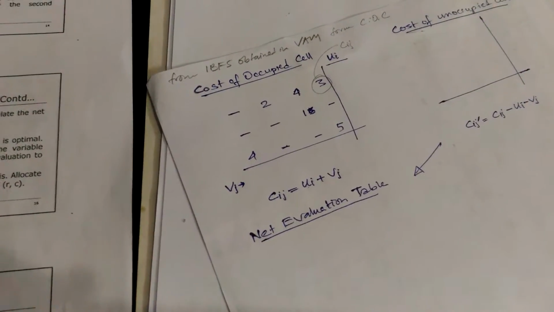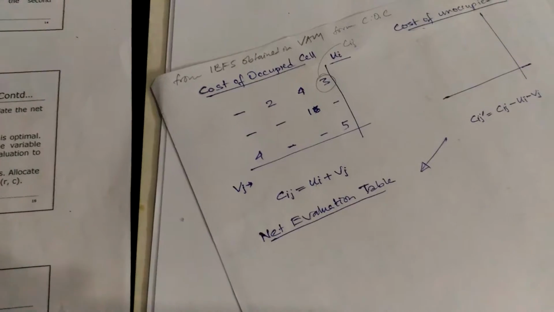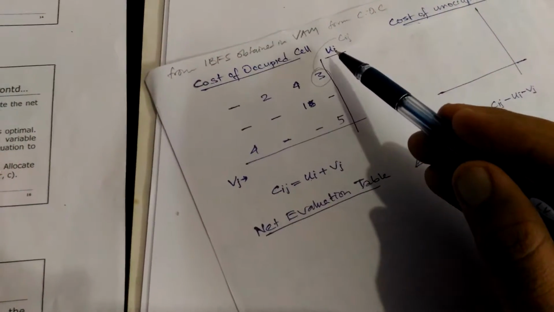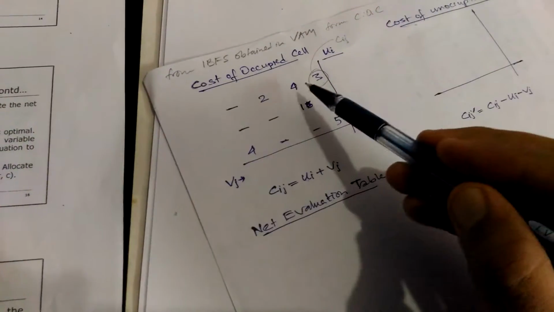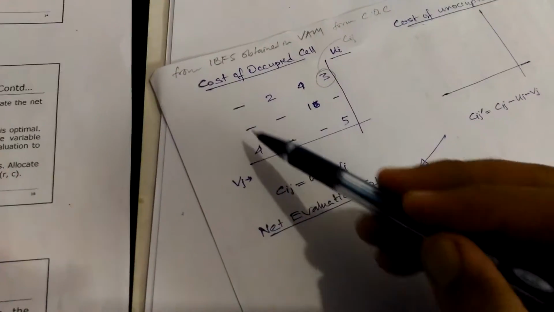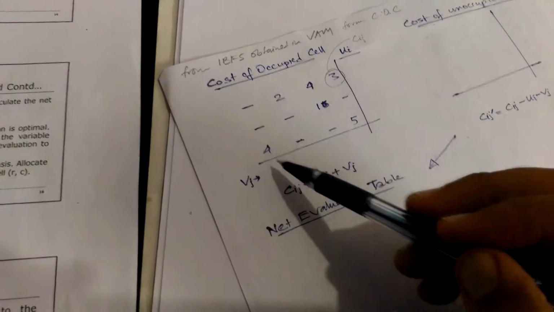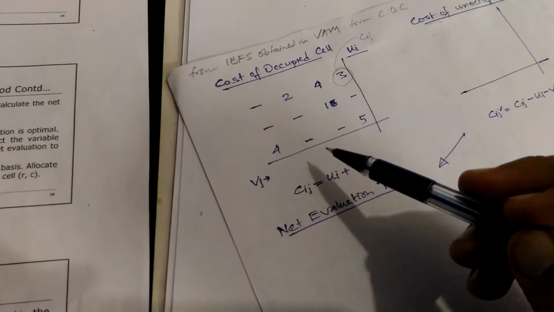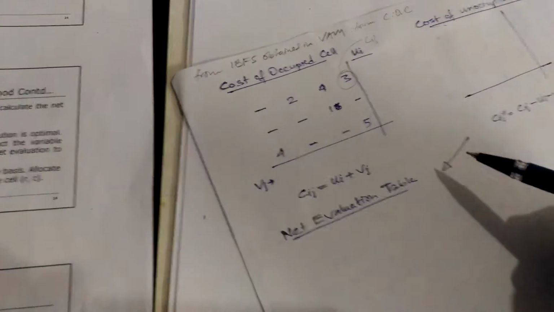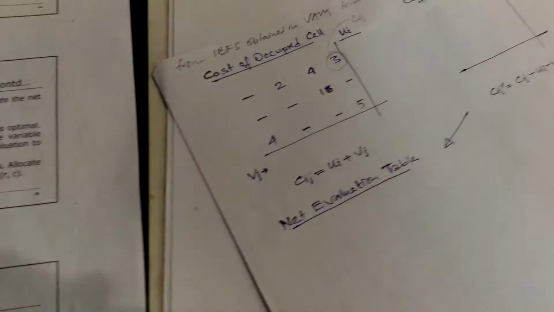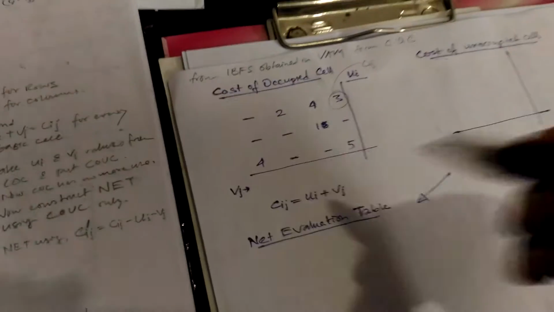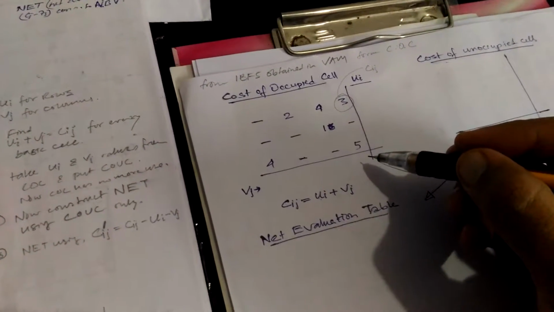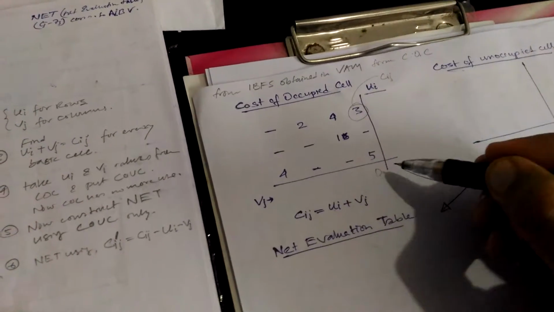Now ui is the variable assigned for rows. So for rows we have ui value, and for column we have vj value. So now assign any of the ui or vj as 0 arbitrarily. So let us start from this corner. So now I have arbitrarily assigned a 0 value here.